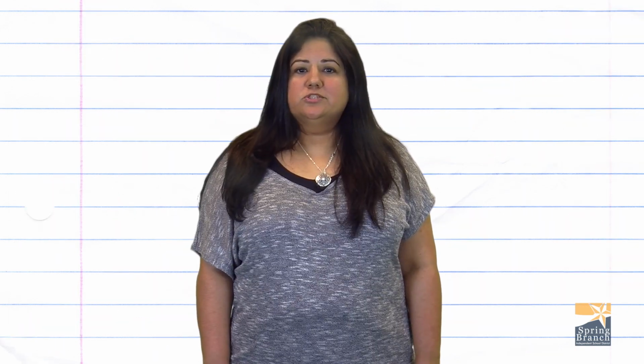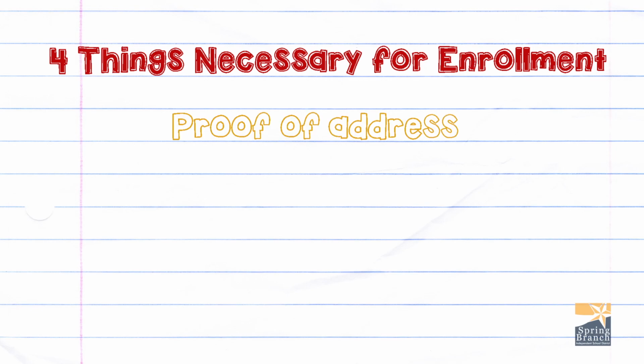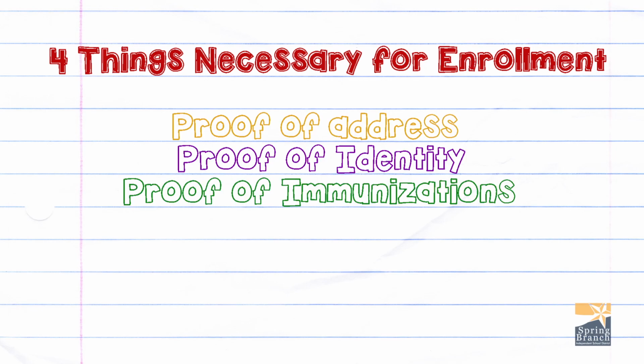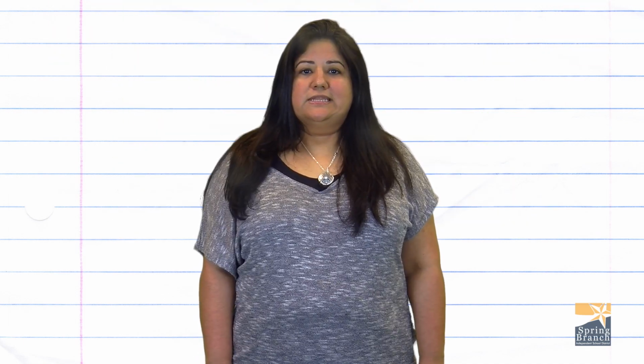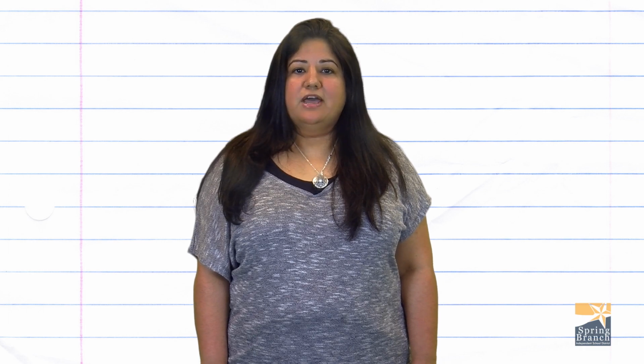In order to enroll your child, you will need to provide 4 things: proof of address, proof of identity, proof of immunizations, transcript, report card, or any documents from the last school attended. Now let's go over these things one by one in a little bit more detail, starting with proof of address.